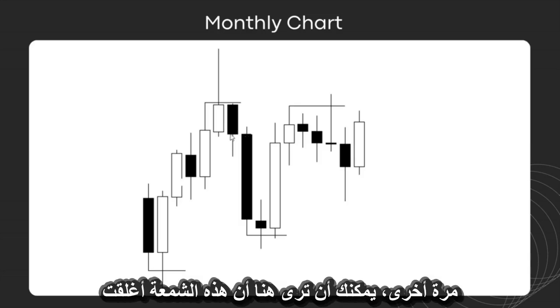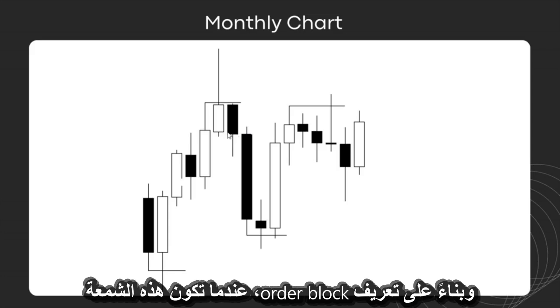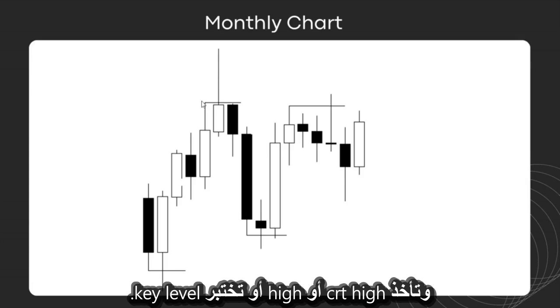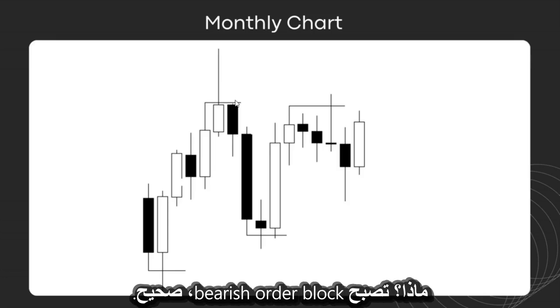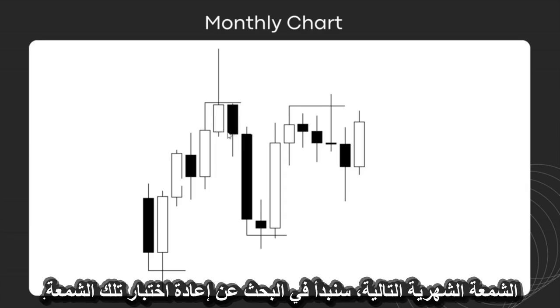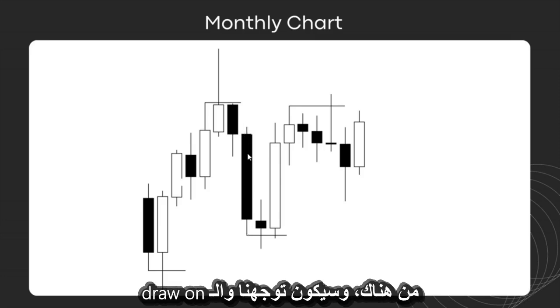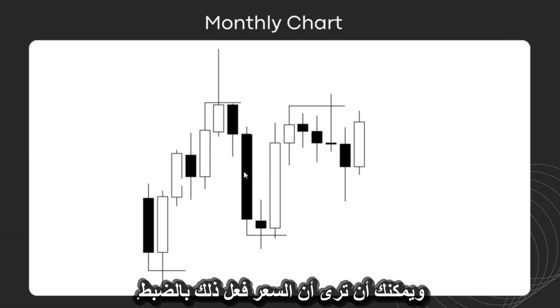Similarly, again, you can see right here that this candle closed below the open of that candle, and based on the definition of an order block, when such a candle takes out liquidity and takes out a CRT high or tests a key level, and then it gets engulfed, it becomes what? It becomes a bearish order block, right? So with that in mind, with the next monthly candle's open, we would start looking for that candle to be retested, and then we would look for price to expand lower from there, and our directional bias and our drawn liquidity would be towards this monthly candle's range low, CRT low right here, and you can see price exactly did that.